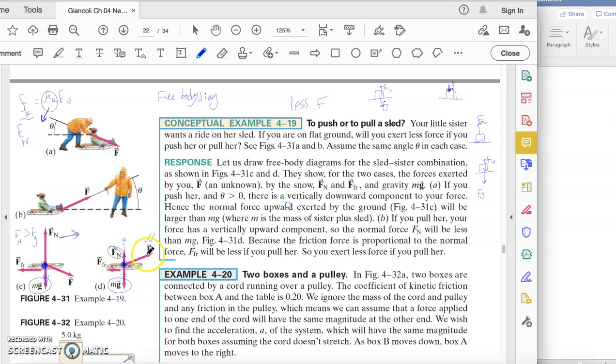Now, in which situation do we require less force? In the situation with less friction. So definitely it's the pulling situation.